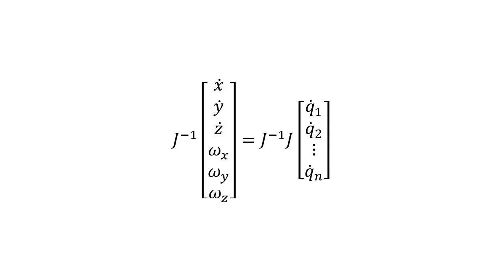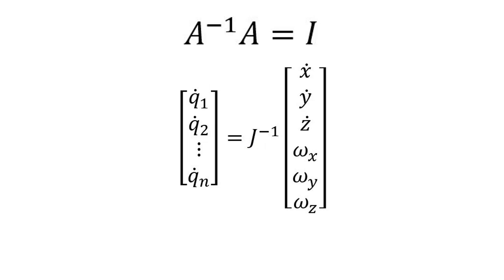Now, I need you to remember some more things that you probably learned about in linear algebra in the past. A matrix inverse times a matrix is equal to the identity matrix. And the identity matrix is the matrix version of the number 1. So this whole thing here just goes away because it becomes 1. And we have solved this equation for the joint variable velocities.